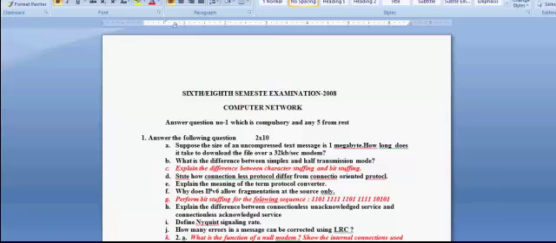Suppose the size of an uncompressed text message is 1 megabyte. How long does it take to download the file over a 32 kilobit per second modem?